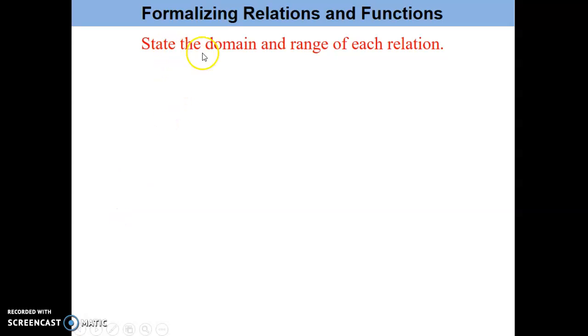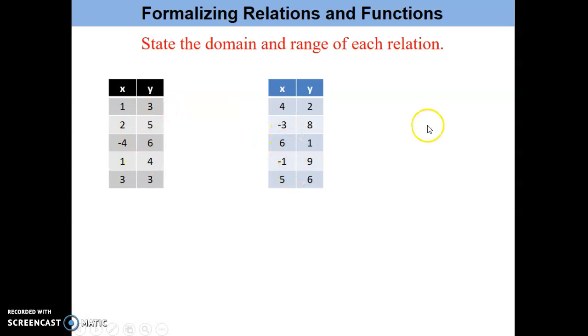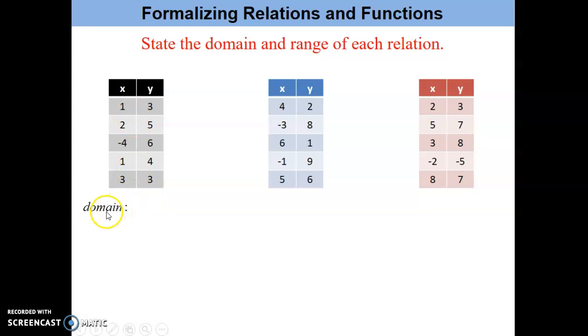Now for this next part, we're going to state the domain and the range of each relation. So we're given a table. When given a table, can we find the domain and the range? So for this first table, what is our domain? Well, if you remember, we just said domain is going to be our x values. So we look in the table at our column for the x values, and we have 1, 2, negative 4, 1, and 3.